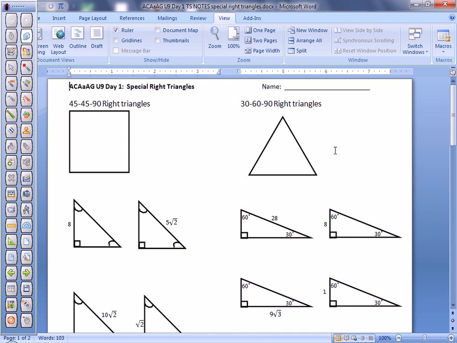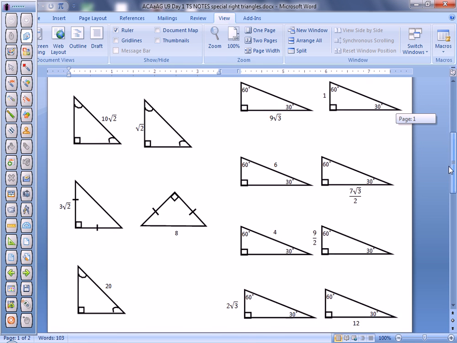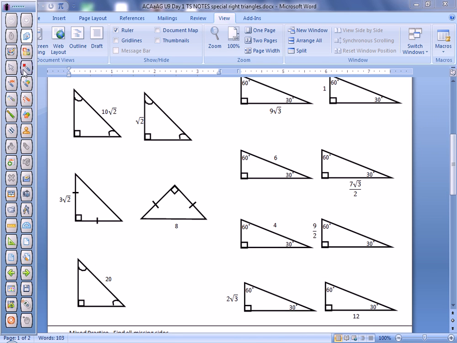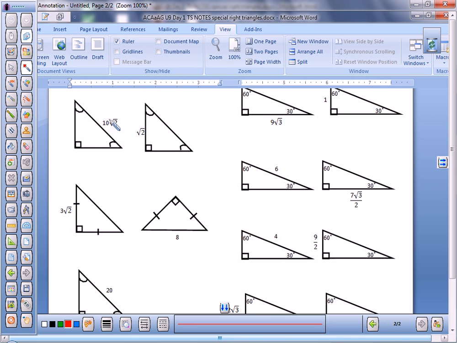All right, let's do a few more examples together. Okay, so on this one, we're given the hypotenuse. And how do I know this is 45, 45, 90? Because it's marked. It looks like an isosceles right triangle. That makes it 45, 45, 90. Which side did they give me? The hypotenuse. So to go backwards and find a leg, we divide by the square root of 2. So what would the legs be? 10.